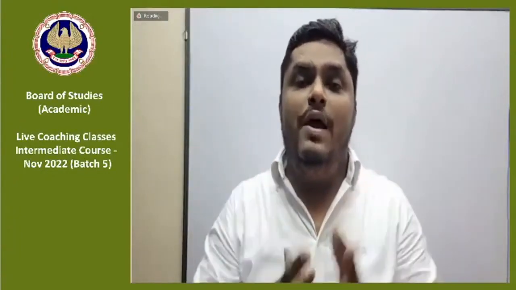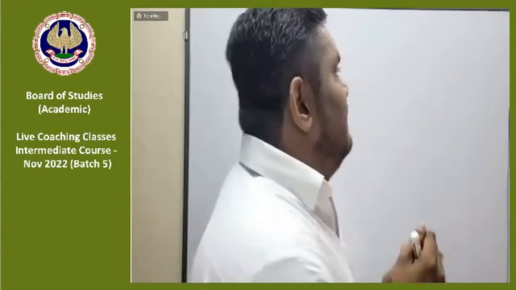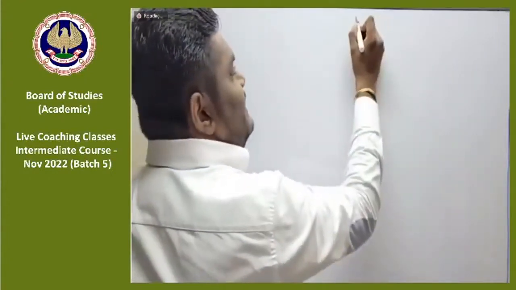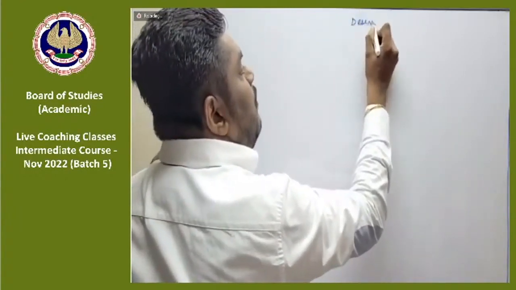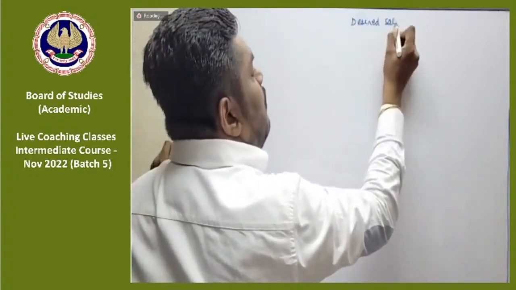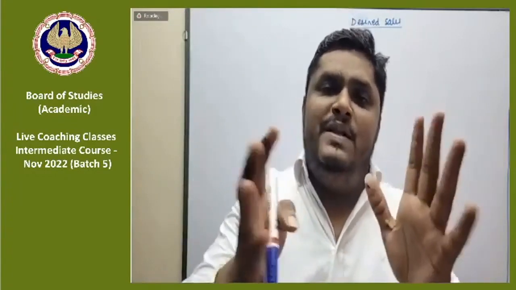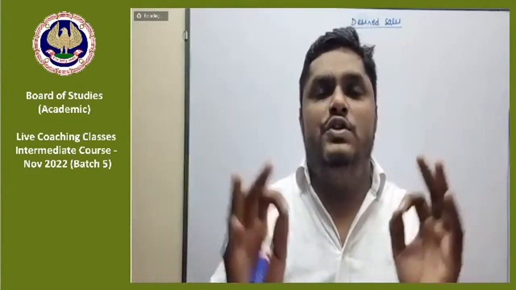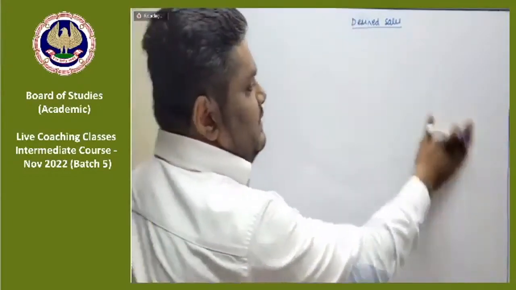So now I can assume that there are no doubts. So now let's proceed further with the next part of the chapter, that is desired sales. Now the concept is similar to break-even sales. I assume that you'll be able to answer this part. So let's start with this part, that is desired sales.